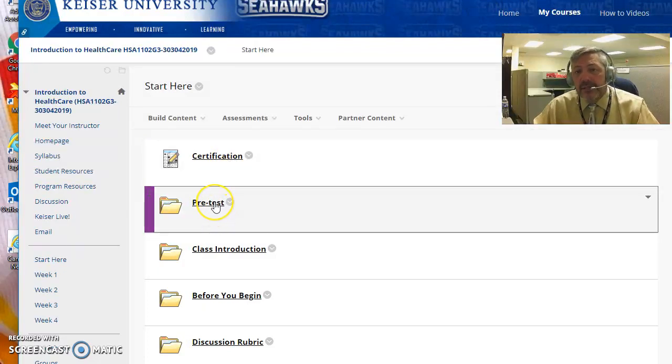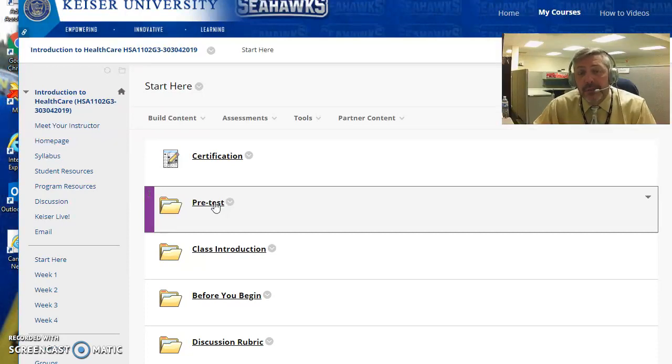The pretest is an ungraded but required assignment. Basically what that does is it lets me know what you know about the subject, so I can tweak the class to make sure that I get all the information you need in. And then we also use it as a baseline for your first week to compare it to your post-test, which is graded in your 4th week. So we see how much you retained and how much you learned over the 4-week period based off these 2 tests. So make sure you take the pretest.